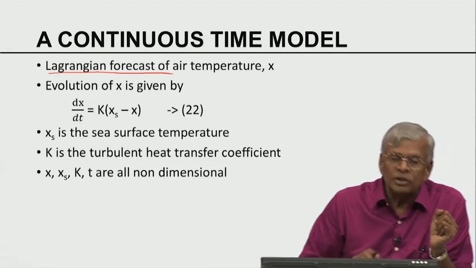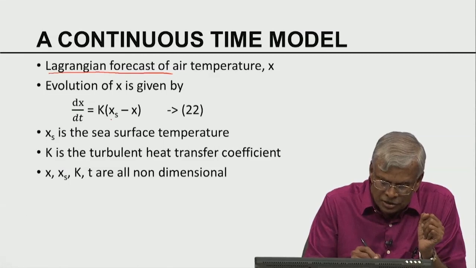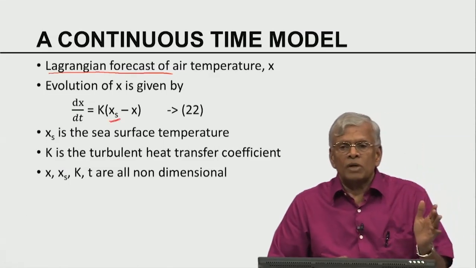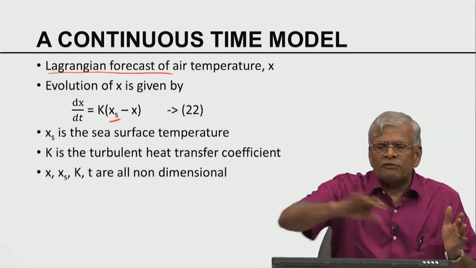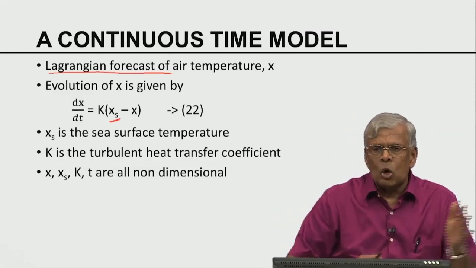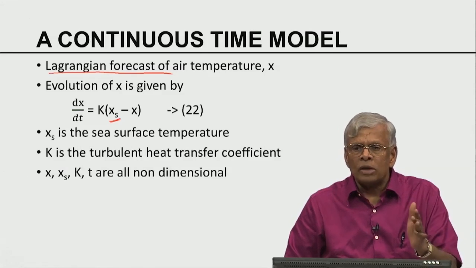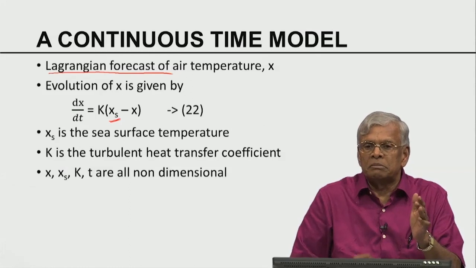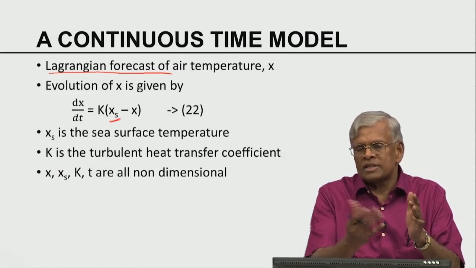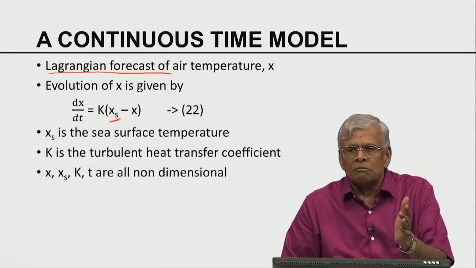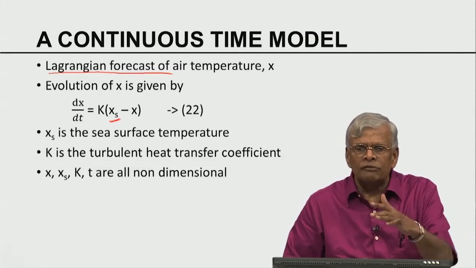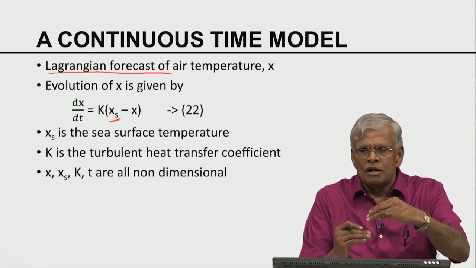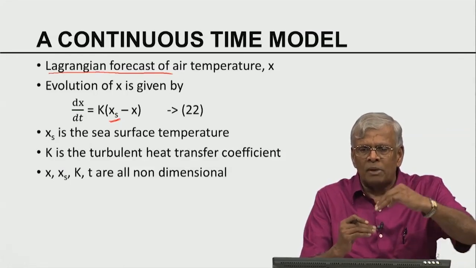The air temperature is X. X_s is the temperature of the sea surface. X_s is greater than X. So in the United States, we have the Gulf of Mexico. During winter time, cold air sweeps from the north. The waters of the Gulf are very warm in October, November. It holds a lot of the heat from the summer. So when the cold air moves over the warm Gulf, there is a heat transfer from the warm Gulf waters to the cold air. So the air becomes warmer and warmer.